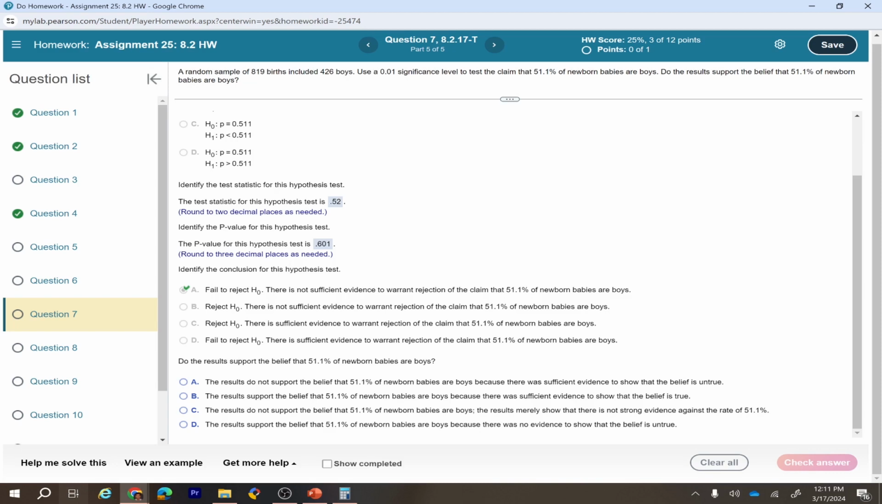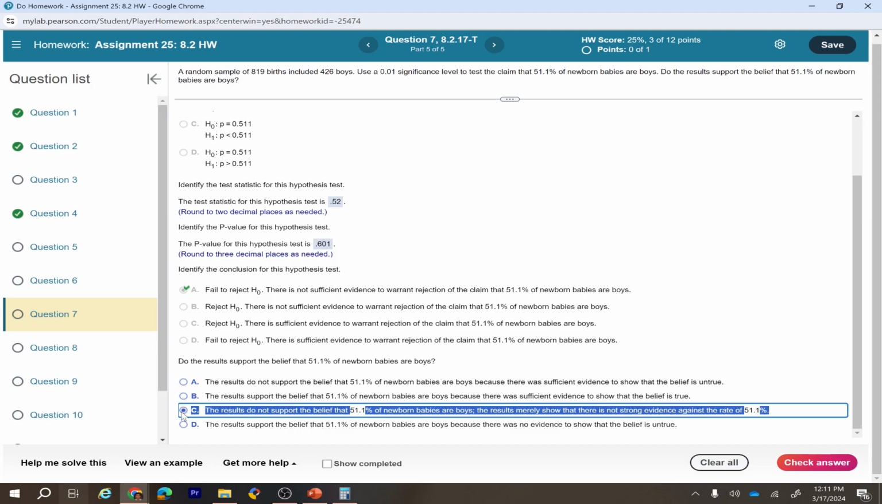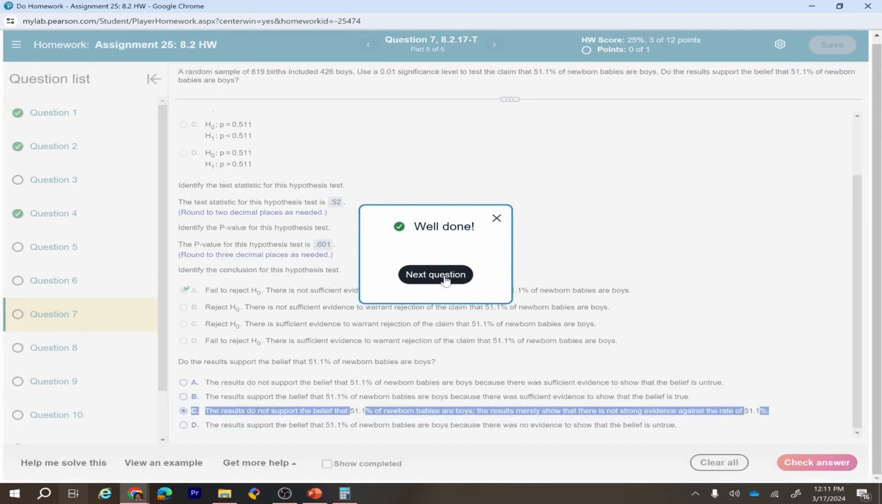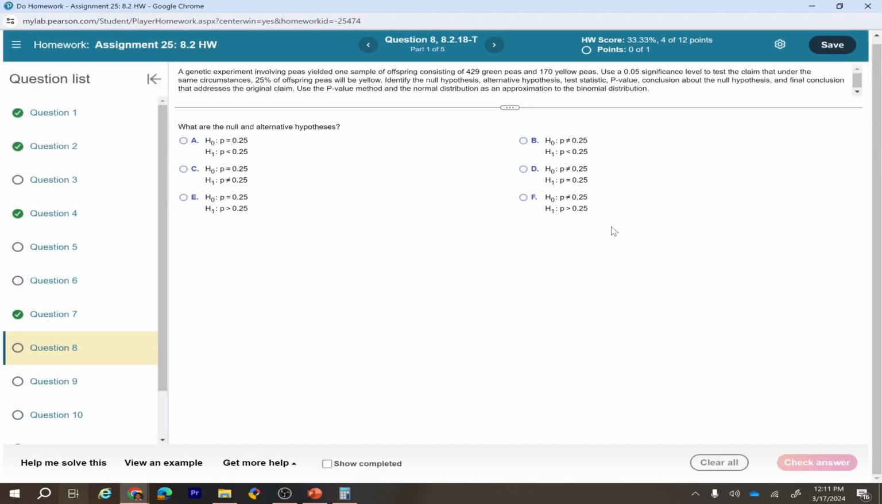Failure to reject does not mean support. Okay, the result does not support the belief about the new babies being boys because there was sufficient evidence? No, that's not right. The result merely shows that there is not strong evidence against the claim. This is the right statement. So you always have to keep in mind, what does it mean? Fail to reject does not mean support. Okay, so that's the answer.